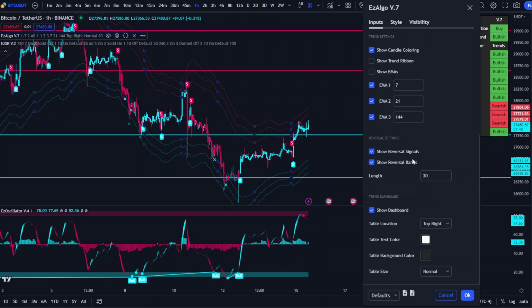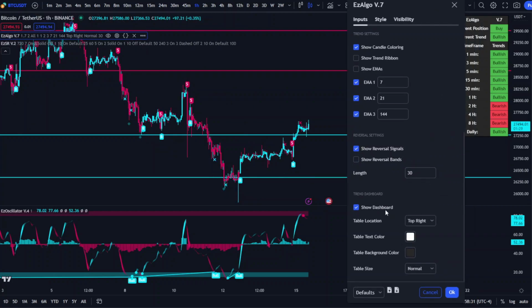Every input that you see in EzAlgo is meant to be used as confluence. You never want to have one strategy based around the reversal bands, just as you would never have one strategy based around the buy and sell signals. So we're going to toggle the reversal bands off. And the show trend dashboard, I'm also going to toggle off as well.